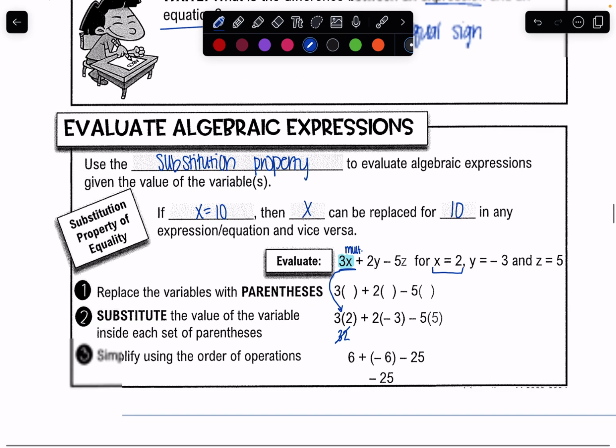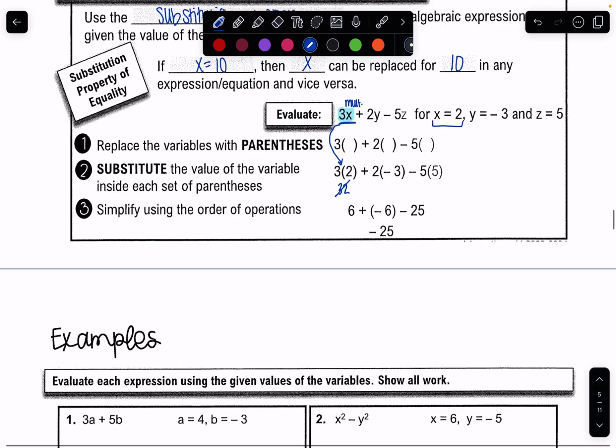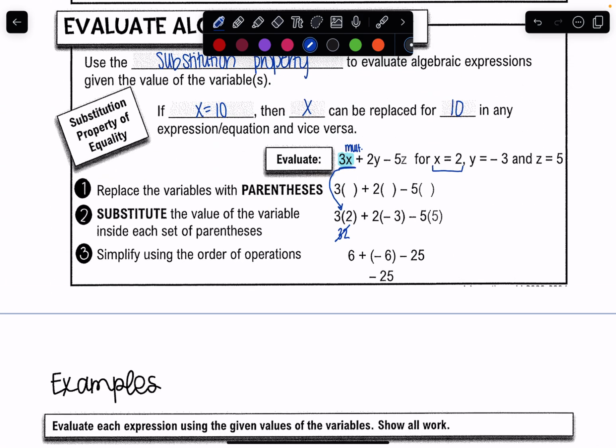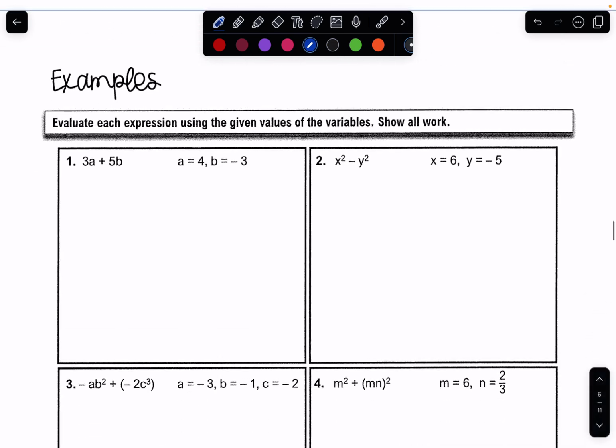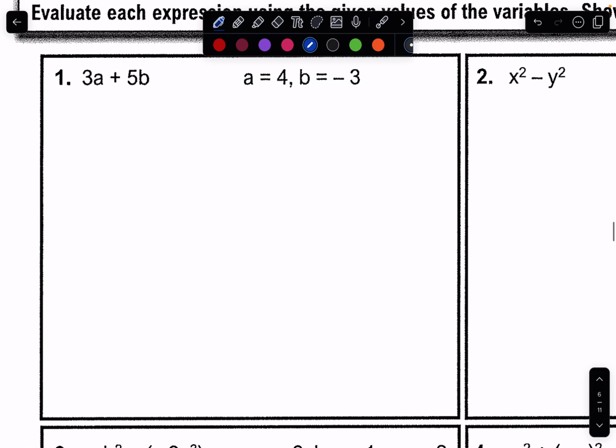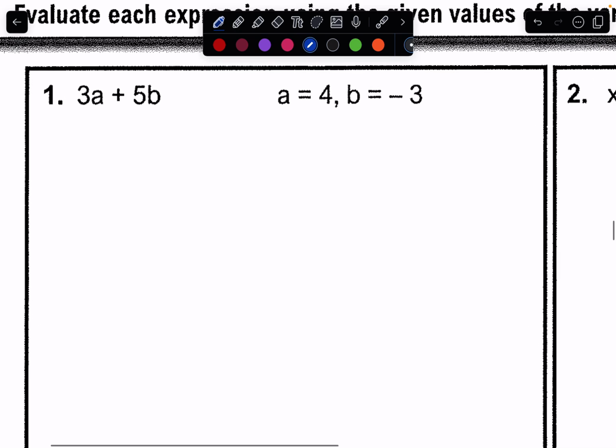So let's go ahead and turn to the next slide. That was just the kind of example already worked out for us that you can go back to if you need it. But let's try practicing this on our own now. All right, so we have 3a plus 5b. So what I'm going to do is understand that a is really 4 and b is really -3. And I'm going to use blue for 4 and orange for -3. So I'm going to just start by rewriting my problem.